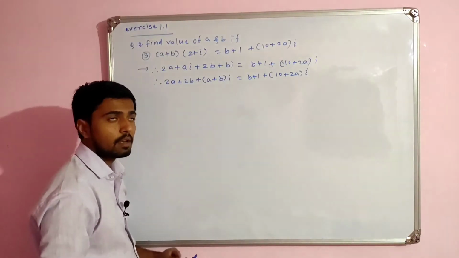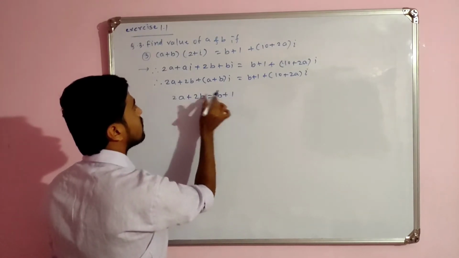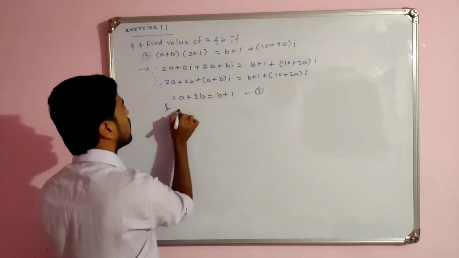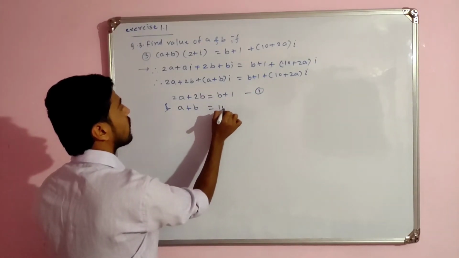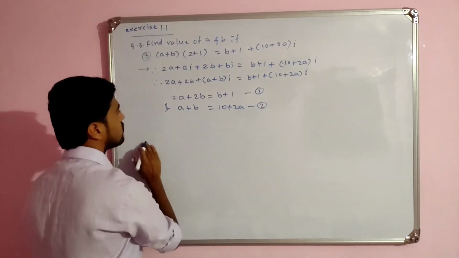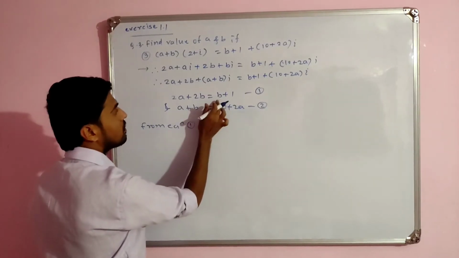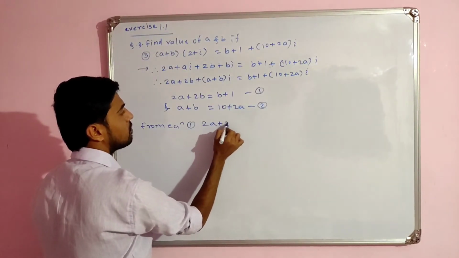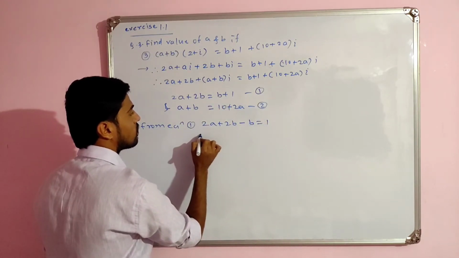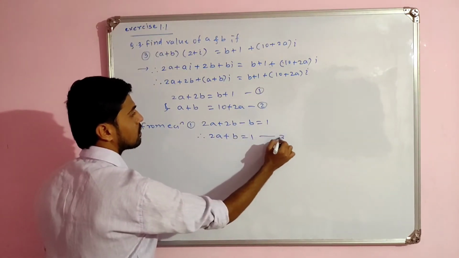Comparing the real part and imaginary part separately, we get twice a plus twice b is equal to b plus 1, which is the real part, and suppose this is equation 1. And a plus b is equal to 10 plus twice a, which is equation 2. So from equation number 1, b is here, so transposing b to the LHS, twice a plus 2b minus b is equal to 1. So this is equation number 3.